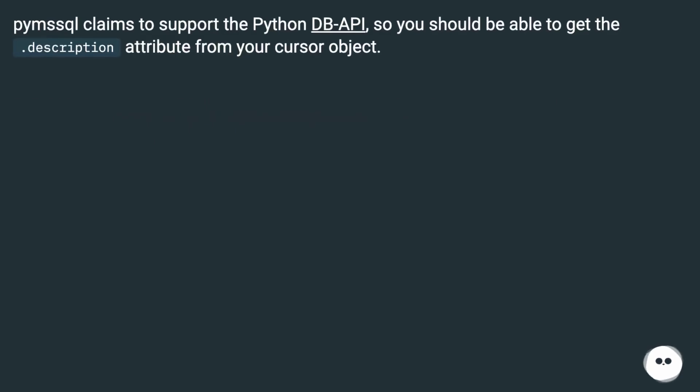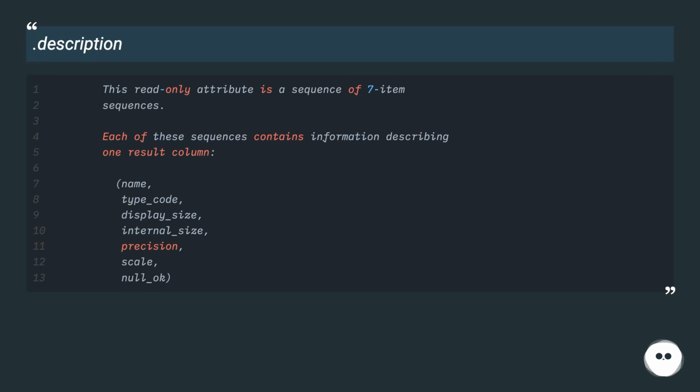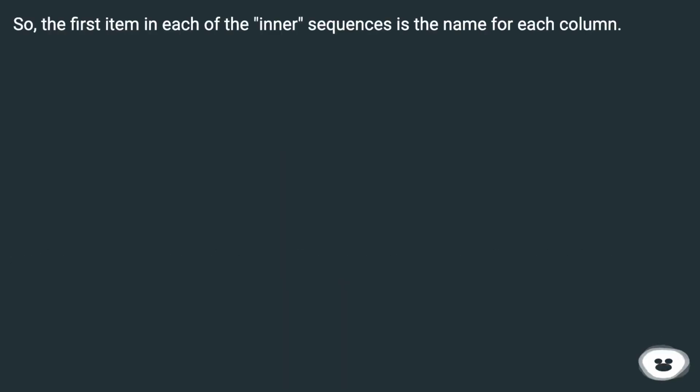Pymssql claims to support the Python DB API, so you should be able to get the .description attribute from your cursor object. .description. So, the first item in each of the sequences is the name for each column.